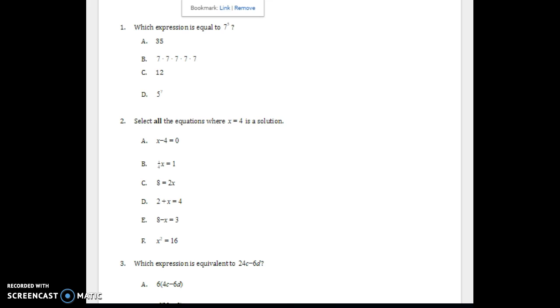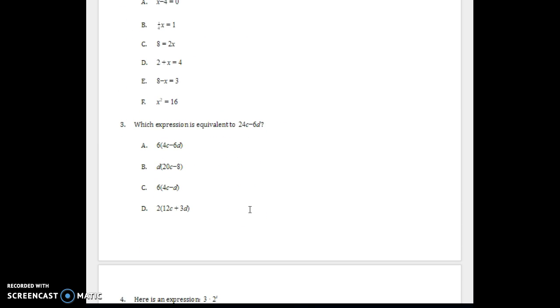Question 2. Select all the equations where x equals 4 is a solution. A. x minus 4 equals 0. B. 1/4 x equals 1. C. 8 equals 2x. D. 2 plus x equals 4. E. 8 minus x equals 3. F. x raised to the 2nd power equals 16.